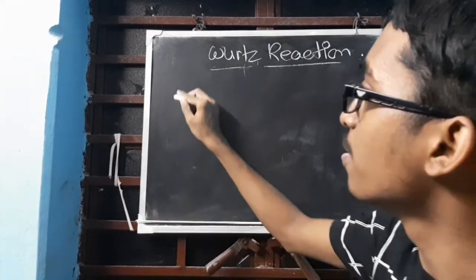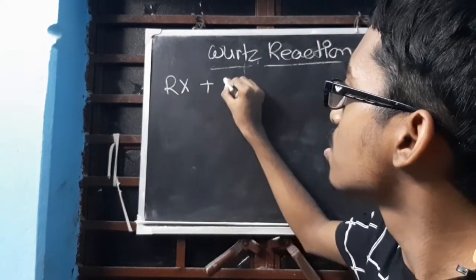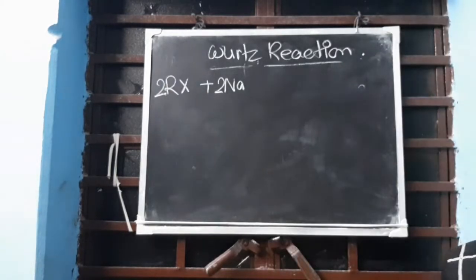First, let's understand. RX is there plus Na is there. This is 2Na. This is 2RX. Clear?